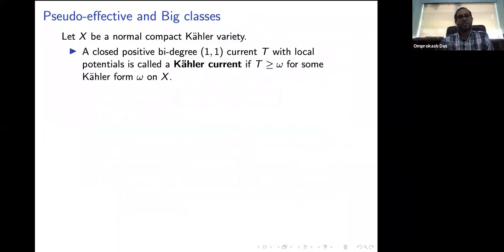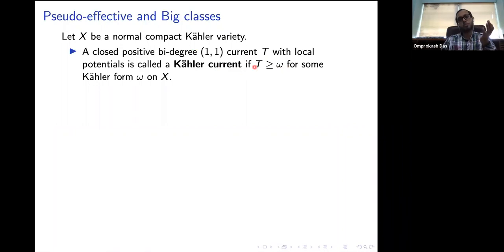Next we need two more definitions: pseudo-effective and big. Let X be a normal compact Kahler variety. A closed positive bi-degree (1,1) current T with local potential is called a Kahler current if T is bigger than or equal to omega for some Kahler form omega on X. You should think of a bi-degree (1,1) current as corresponding to a Weil divisor on X. Then a Kahler current basically means it's a big divisor sort of thing, with omega compared to the ample.